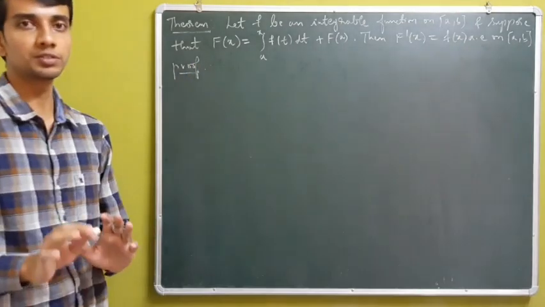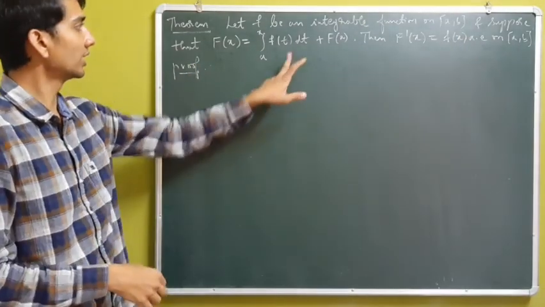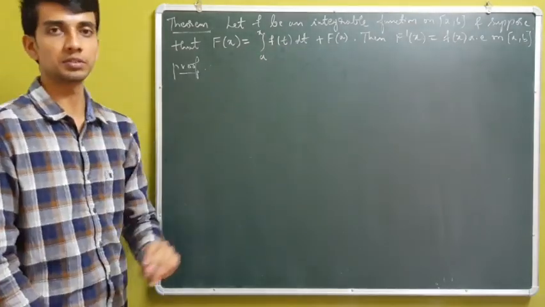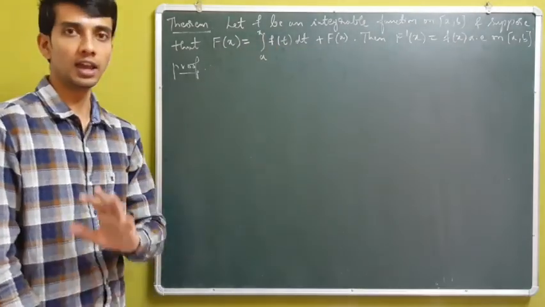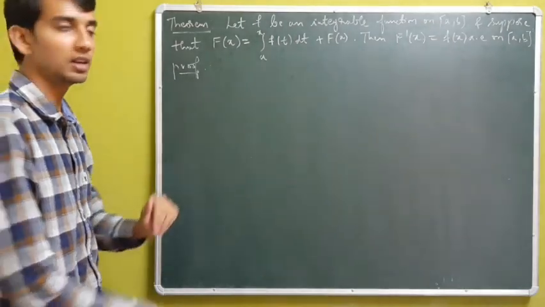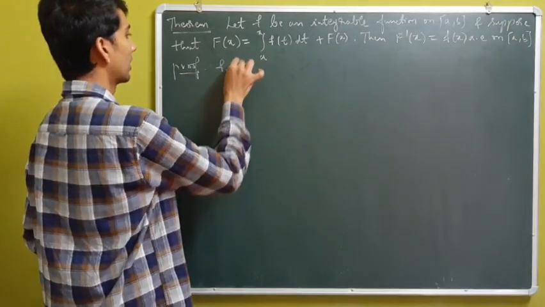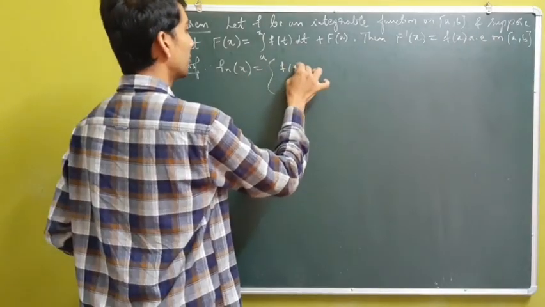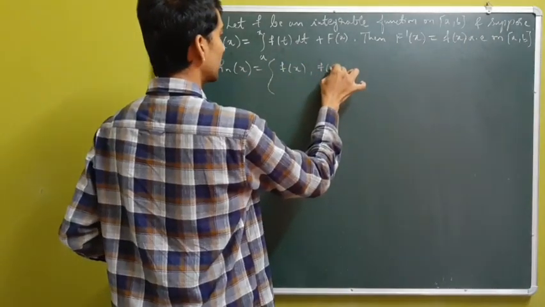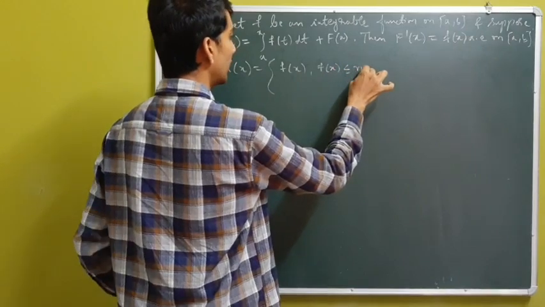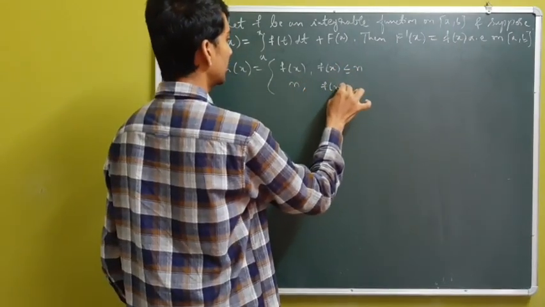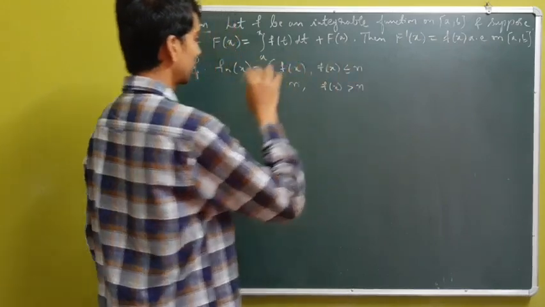Without loss of generality, we can assume that f is a non-negative function. I will define fn of x as follows: fn of x will be equal to f of x if f of x is less than or equal to n, and it will be equal to n if f of x is greater than n.